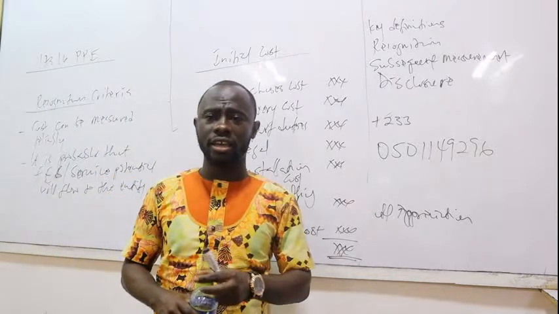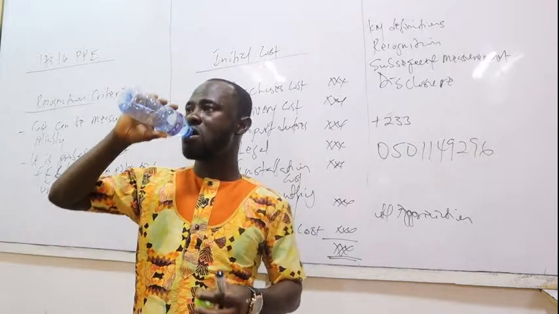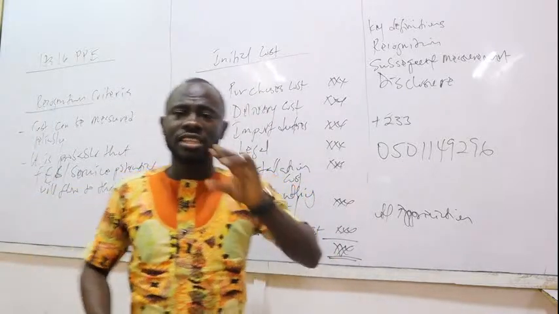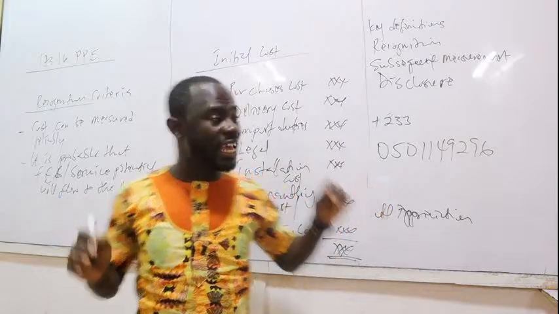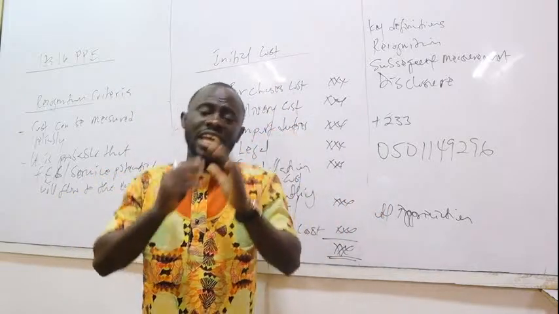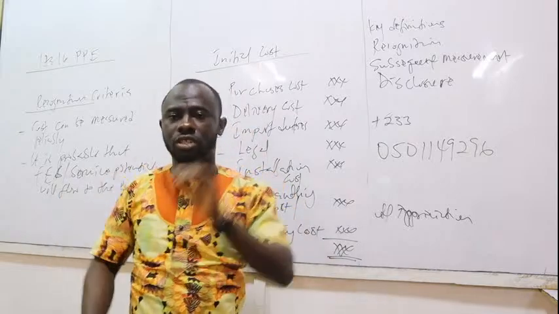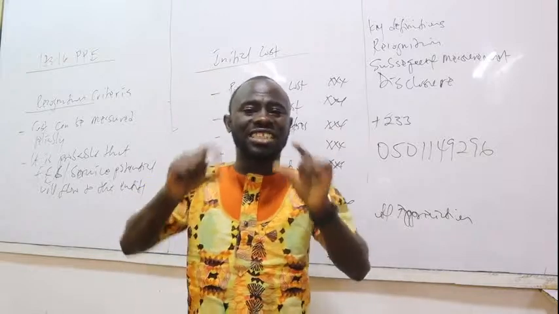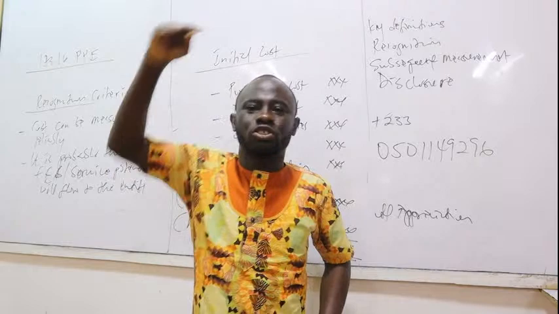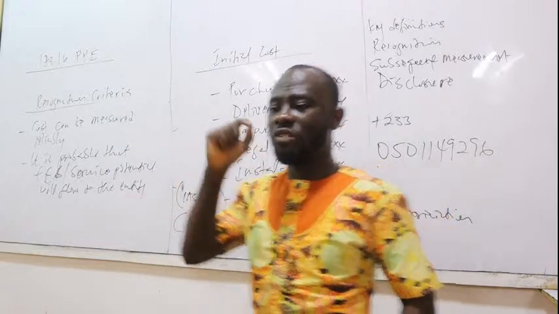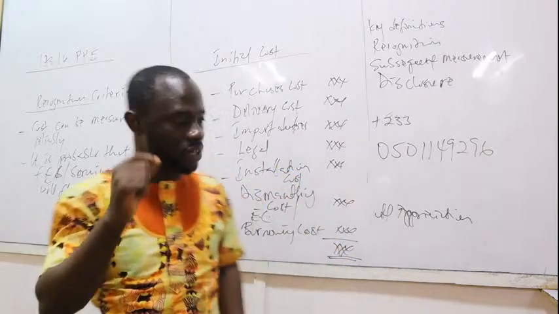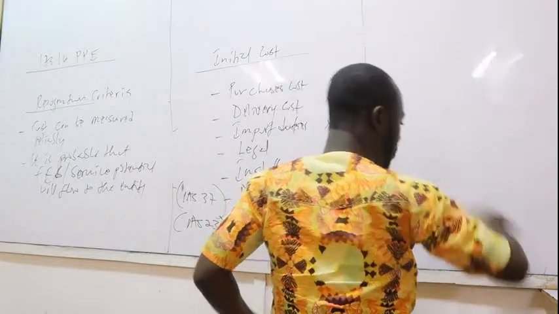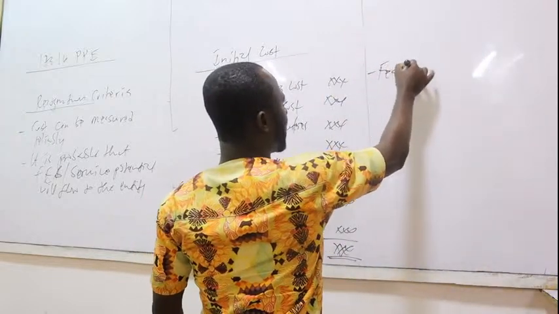Now, this is where it becomes tricky. So I want you to make sure you get me well. There are certain items that we cannot include in the initial cost of the asset. Listen to this carefully. There are certain items, certain transactions that cannot be included in the initial cost of the asset. These are the following. So the standard states that the following costs are not supposed to be included in the determination of the initial cost of an asset. Let's look at them. Number one, feasibility study cost.